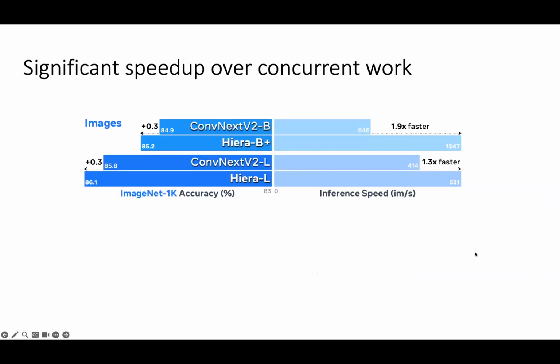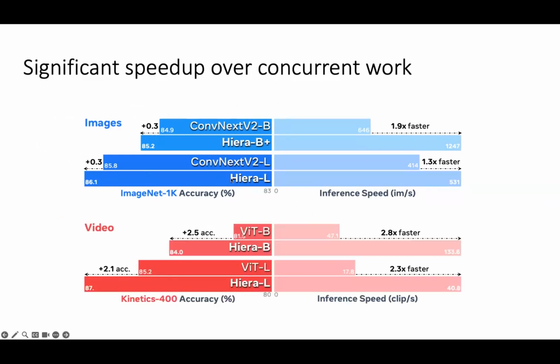The main experimental finding we have is that this work is about 2x faster than concurrent works like ConvNeXt version 2, and quite a bit more accurate on ImageNet and other works as well that we compare to. But the biggest speed up we actually get on video understanding. For video, compared to the standard out there using a ViT for classification and detection tasks, this model can be about 2 to 3x faster, while also being much more accurate.